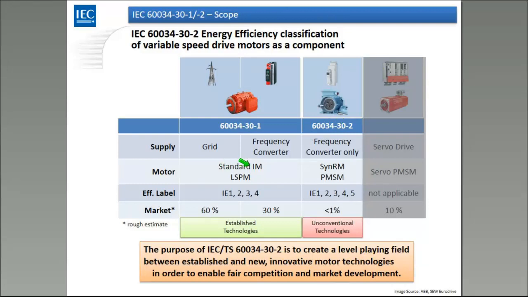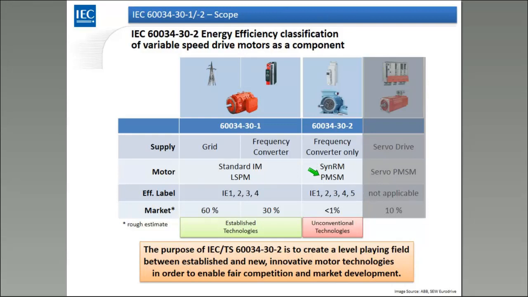So most standard motors, most induction motors, are 30-1. It doesn't matter if they're operated on the grid or later in the application on a frequency converter, they're still under 30-1. Also line start permanent magnet motors, which are rated for grid operation, fall under 30-1. Motors for 30-2 are mostly synchronous reluctance motors, permanent magnet synchronous reluctance motors, and also a very few induction motors in case they are designed for frequency converter operation only. But this is very exceptional. There are very few cases of that.